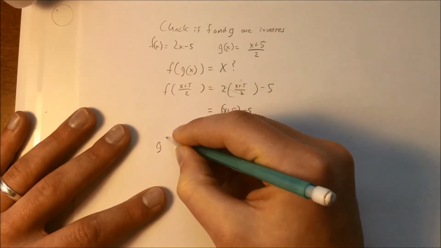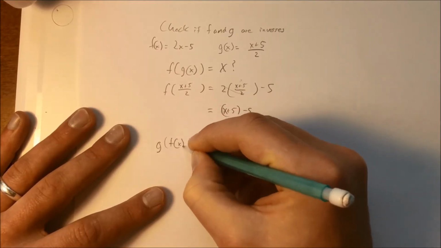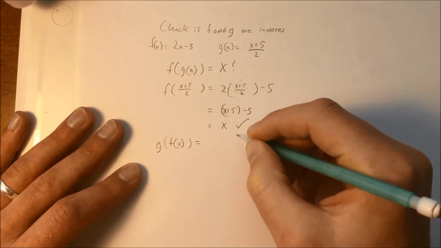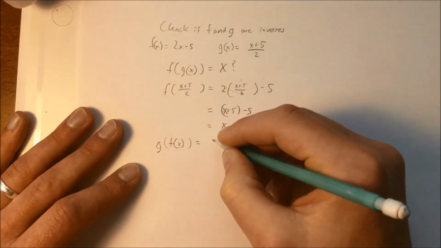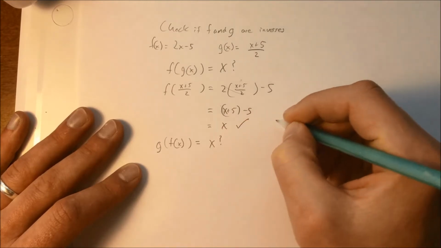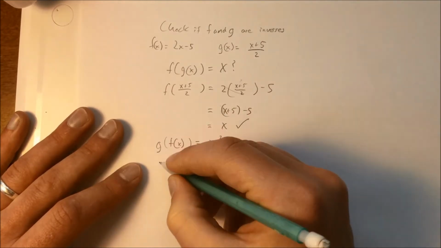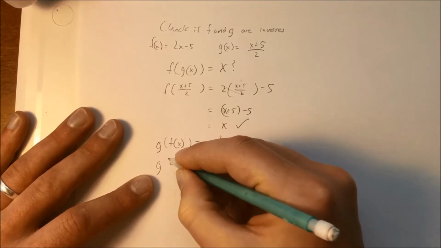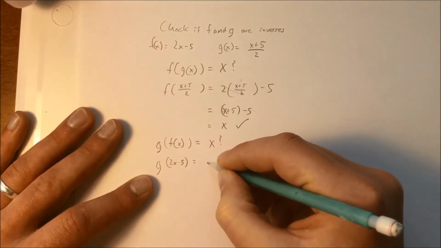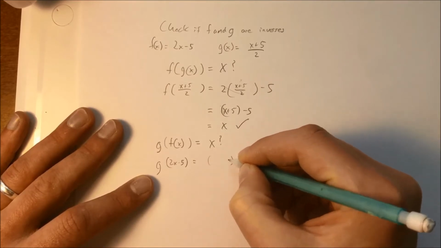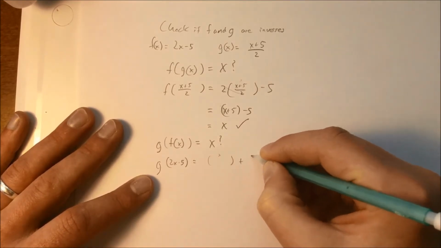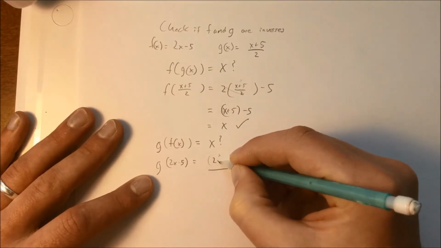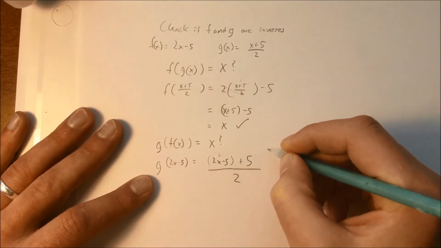G of f of x. Now normally this will be pretty quick to check both ways. But same thing, got to check, does this give me x? That's the big question. Well, let's try it. G of f of x is 2x minus 5. So I'm going to plug that into my g of x, which is x plus 5 all over 2.